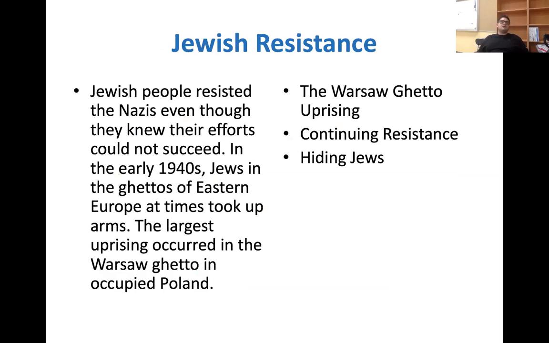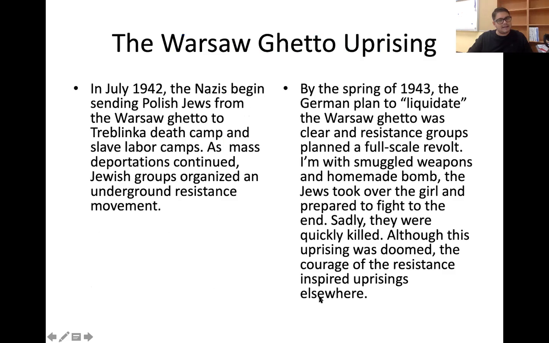So class, real quick, a ghetto is a community, right? It's like a barrio. It's a community, it's a neighborhood, it's a block. It's a part of a town. So Warsaw is a city. The ghetto is where all the Jewish people lived, right? And that's what a ghetto is. So we're going to talk about those three things: the Warsaw Ghetto Uprising, continuing resistance, and hiding Jews.